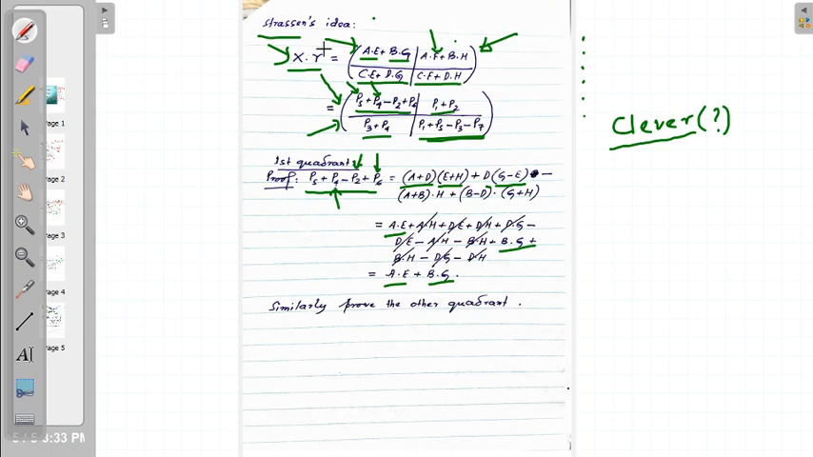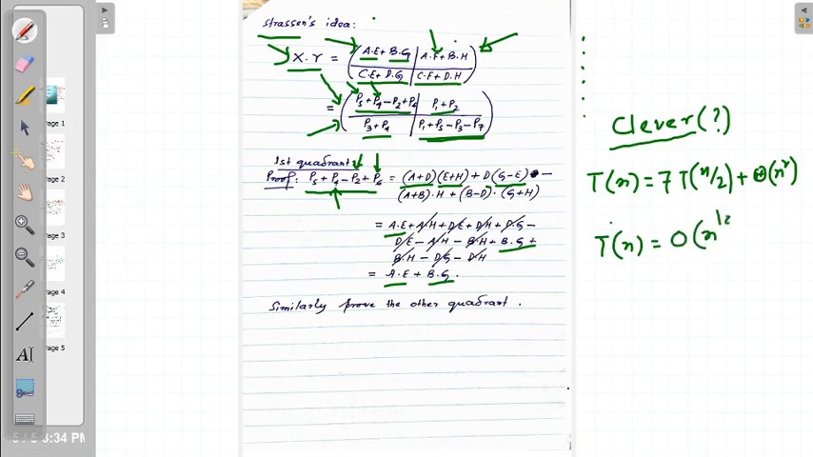This way Strassen said I do 7 recursive products like this, and then we have theta of n squared for the addition and subtraction, and that results in T(n) equals order of n to the log 7. So this is Strassen's idea about dividing the matrices into blocks, solving 7 recursive products, and then combining like this. This is Strassen's matrix multiplication.